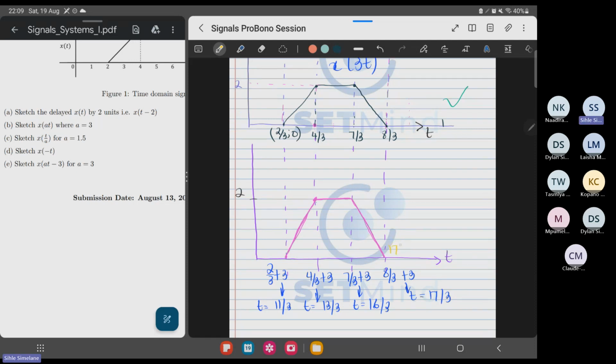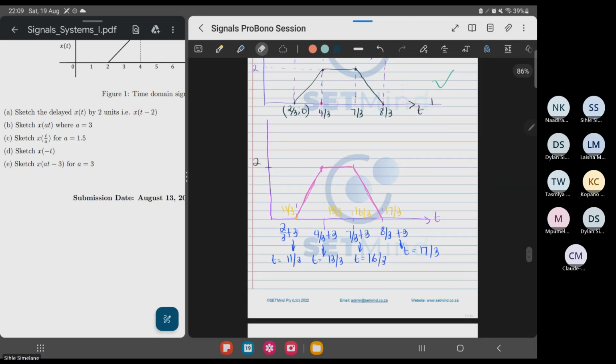So here you have 17 over 3. And then when you go down here, you have 16 over 3. Then when you go down here, you have 13 over 3. Then the first point is 11 over 3. Then I can erase all of these as they make my graph not look neat. And then the lecturer would be extremely happy with you. Do we have any questions?